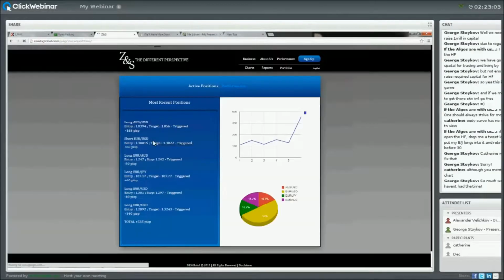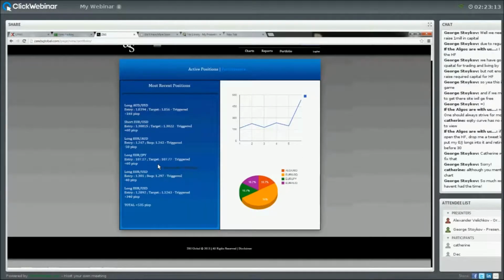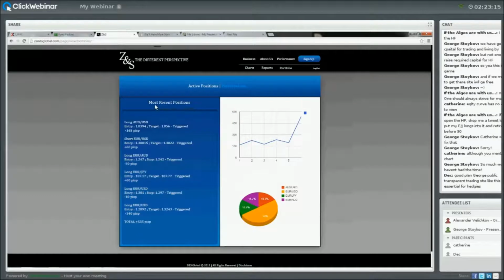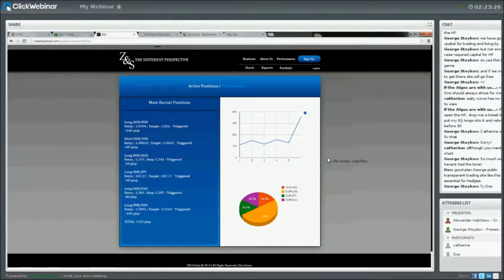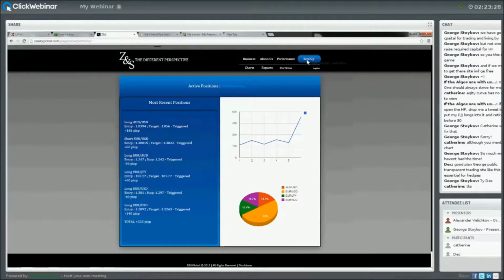And if you click on performance, it's pretty self-explanatory. I don't think I have to walk you through this. This is our equity curve, most recent positions. Pips netted. This has to be fixed. This is a lot bigger. Yeah, so that's pretty much it for the site.